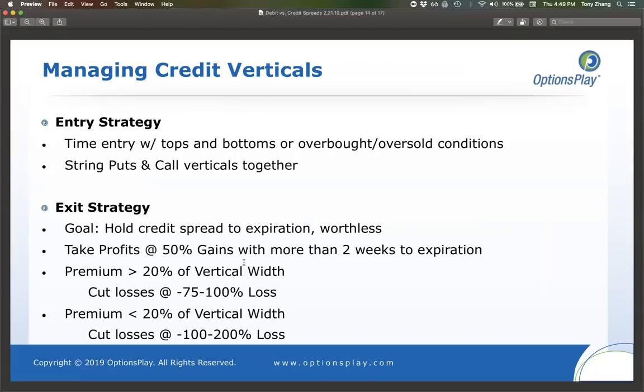On credit spreads, as far as entry goes, you want to time them with market tops and market bottoms, or you can also use overbought or oversold conditions. That's another way to identify when it's time to get into a credit spread. And remember, you can string call and put verticals together, meaning you can actually sell a call credit spread right after you sell a put credit spread, or a few days after you sell a put credit spread, even if the puts haven't expired yet.